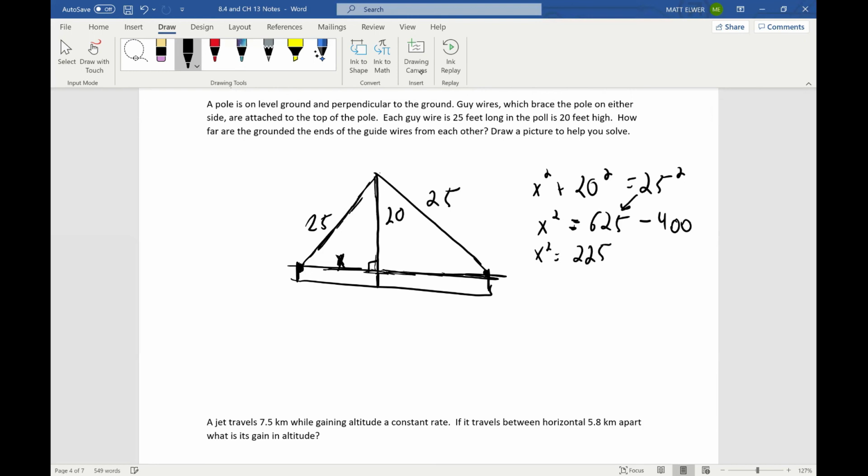And then I can take the square root on both sides. And notice that we just need to worry about the positive case because we're worried about distances. So notice that x is equal to 15. Okay, so we know that x is equal to 15, but that's not the question, right? It says how far are the grounded ends of the guide wires from each other. So we know what half of it is, right? So x is just half of it. So we just have to multiply this by 2. We get 2x is equal to 30, right? And that's what our answer is, 30 feet, right? 30 feet.